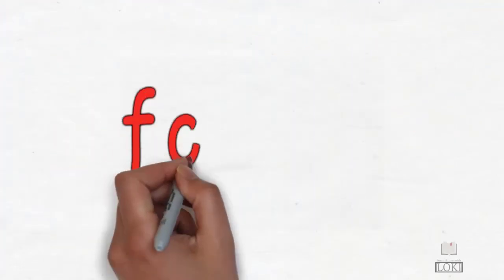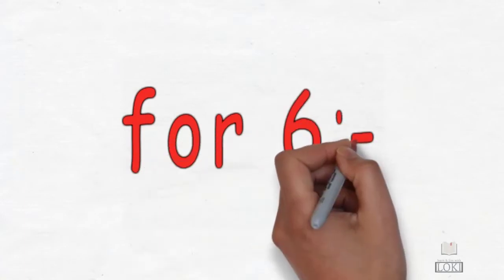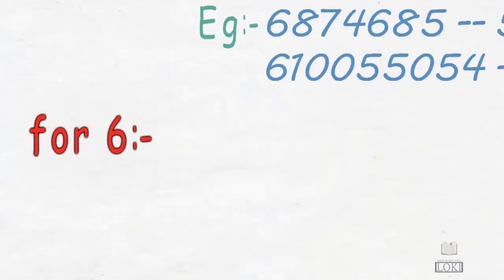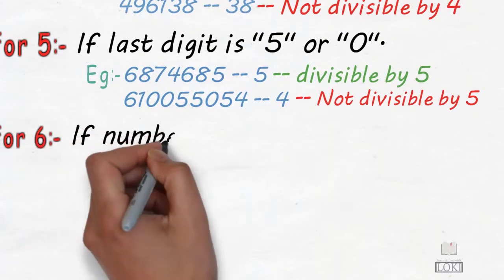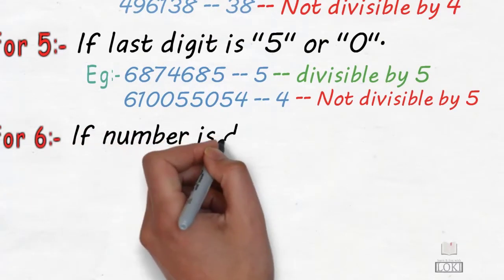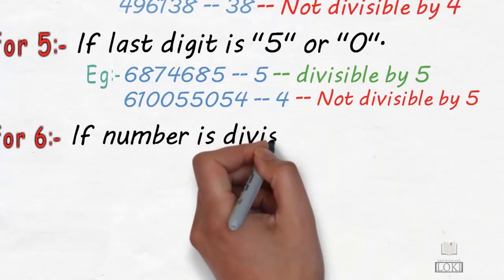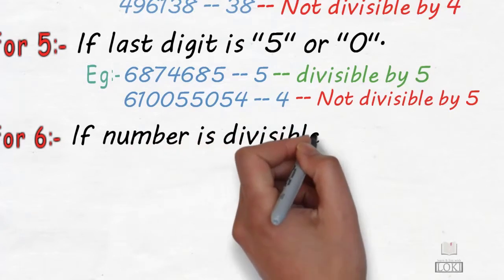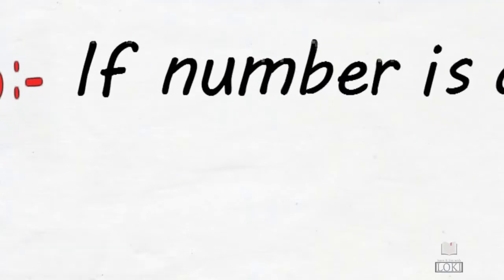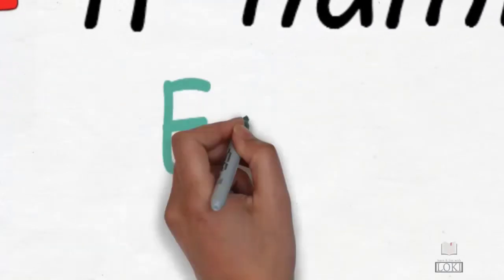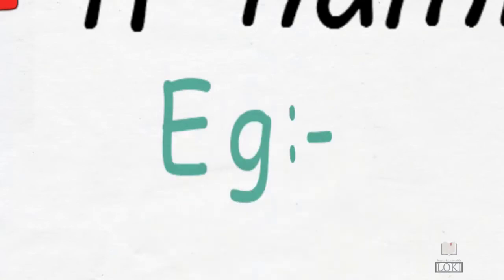The next divisibility rule is for 6. Carefully observe here. We can say that a number is divisible by 6 only if that number is divisible by both 2 and 3. So if we need to check the divisibility by 6, we need to check both 2 and 3. If it satisfies both 2 and 3, we can say that this number is divisible by 6. Let's see an example.